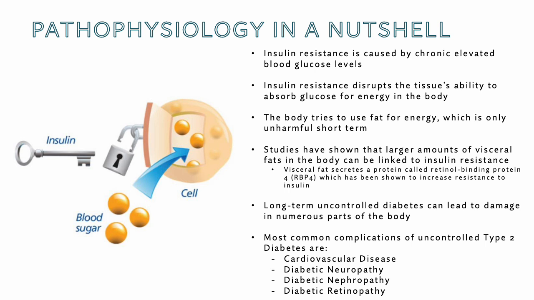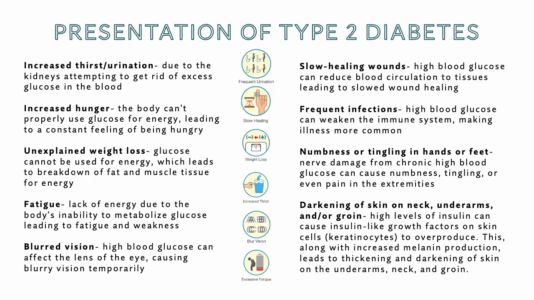There's also something interesting that researchers have found. Visceral fat, which is the fat stored deep around our organs, seems to play a role in this. That type of fat actually releases a protein called RBP4, and that protein has been shown to increase insulin resistance even more. Again, if type 2 diabetes isn't managed over time, it can cause serious complications. Some of the most common ones include heart disease and other cardiovascular problems, nerve damage, kidney damage, and eye problems.